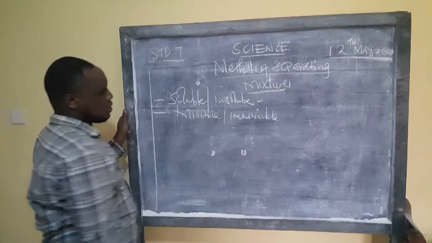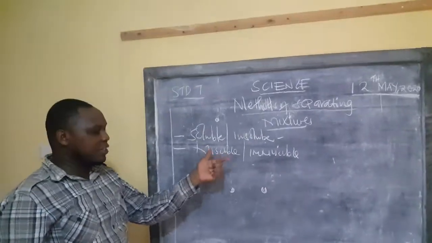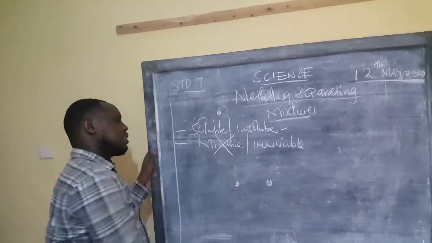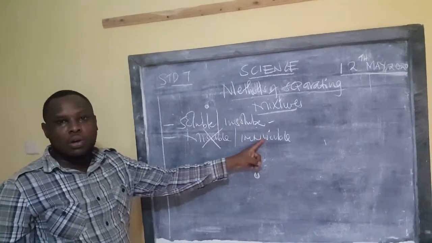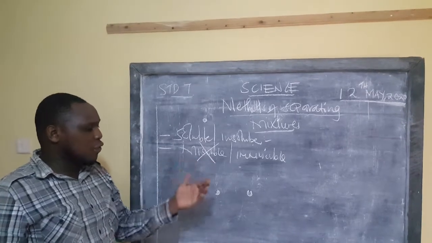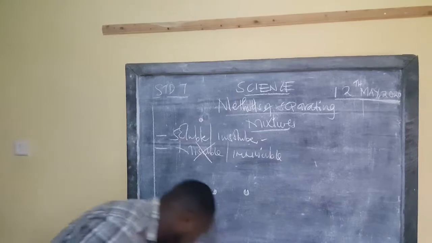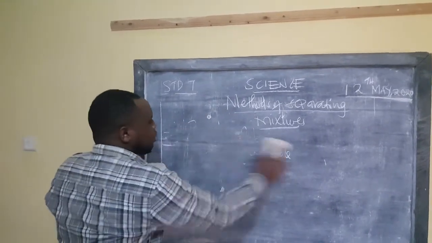In this case, we are not going to look at the miscible ones, because, for example, with milk and water, we cannot get back the substances. So we are only going to deal with soluble, insoluble, and immiscible substances. We cannot separate the miscible ones.